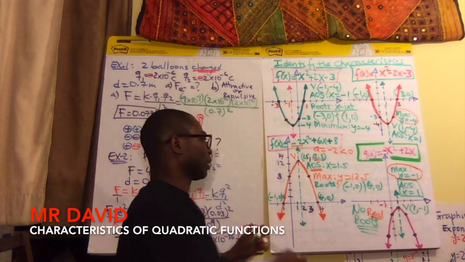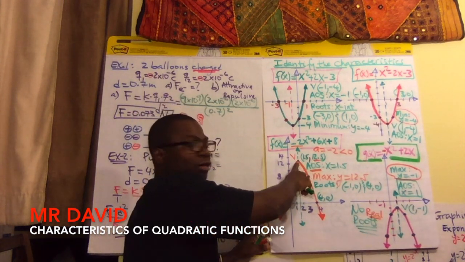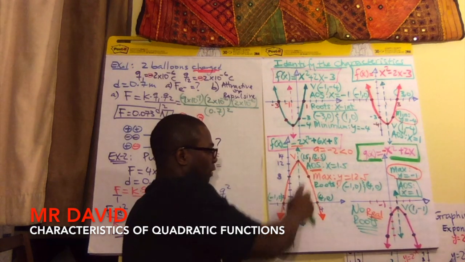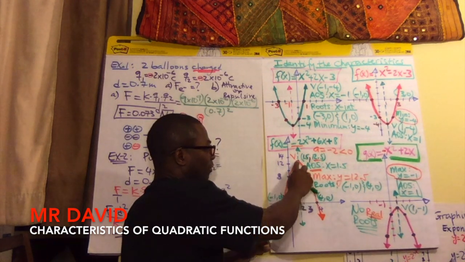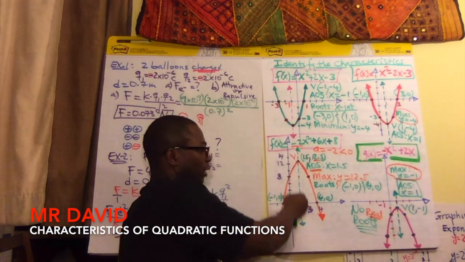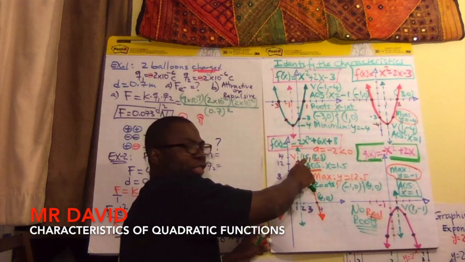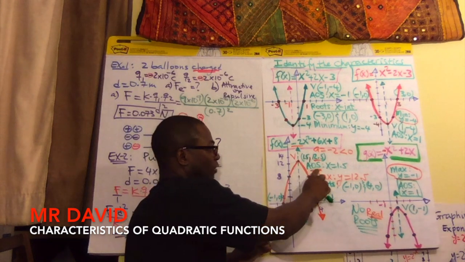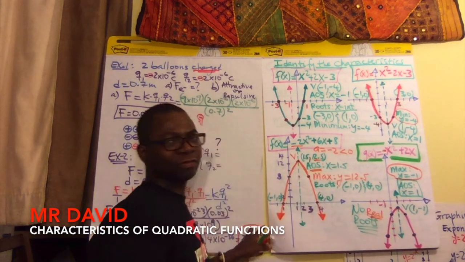Let's look at the vertex. The vertex is all the way on top here. V, 1.5, 12.5. The axis of symmetry is the x value of the vertex. So this is x equal to 1.5, the axis of symmetry.